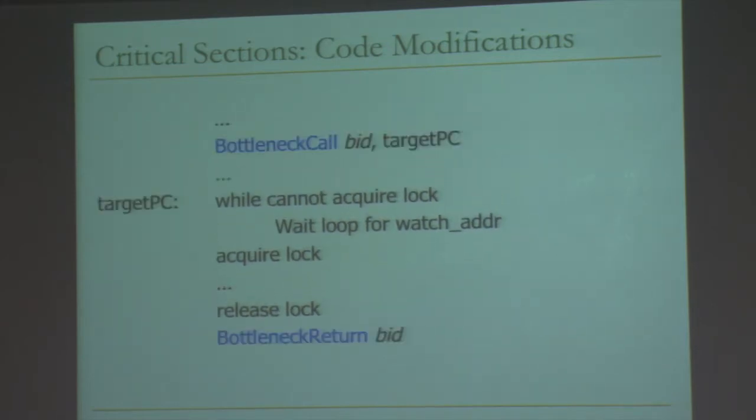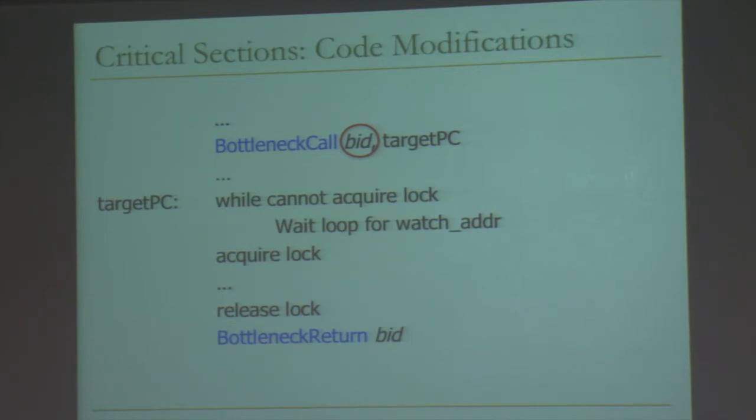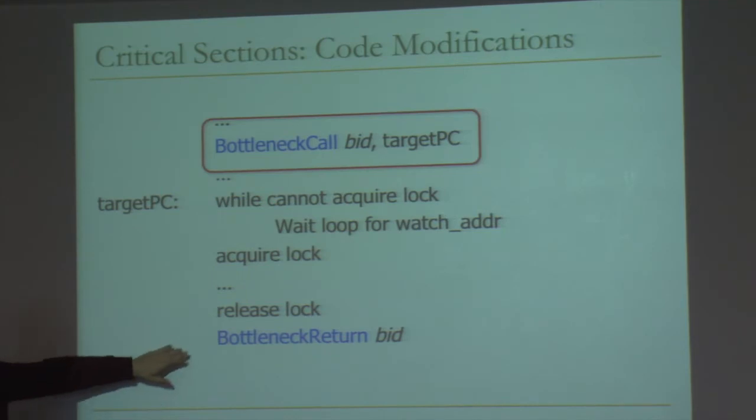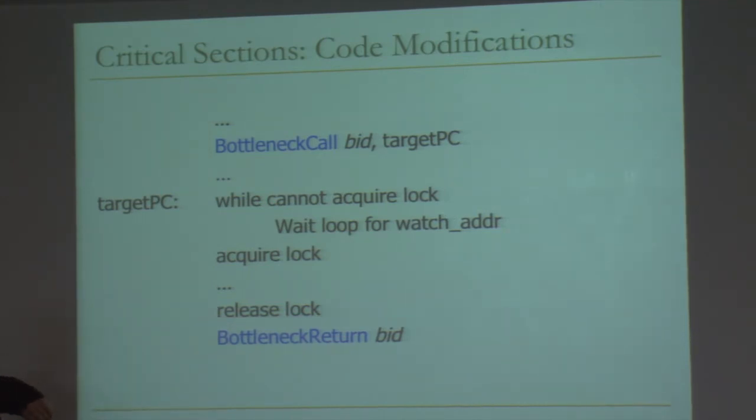We're going to outline this and create a separate function, target PC. We're going to surround it with a bottleneck call. We're going to assign a bottleneck ID to it, such that the hardware can know what bottleneck this is. And this is the target PC. Once the bottleneck is executed, you execute the bottleneck return, saying that I'm done with this bottleneck. So we're delineating these bottlenecks and marking all of them with a unique number in an entire program. Okay. So bottleneck call and bottleneck return are to delineate the bottlenecks, and we'll see how they're used.